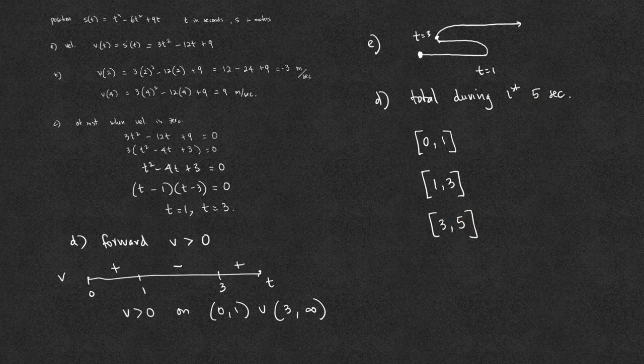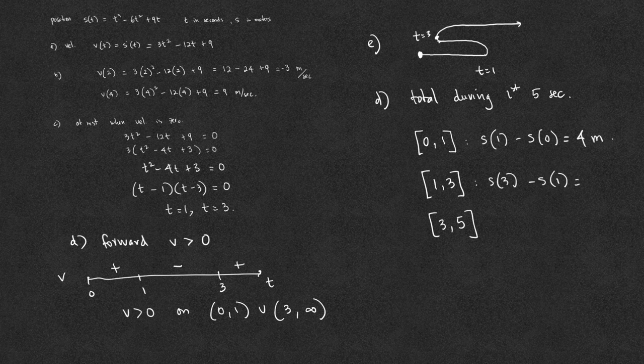The reason why we want to break this down into 3 intervals is because we want each interval to have the same sign. From 0 to 1, the distance traveled is s of 1 minus s of 0. s is the position function, so we simply plug 1 into the given function and then 0 into the original function. We will get 4 meters. From 1 to 3, we would compute the displacement s of 3 minus s of 1.